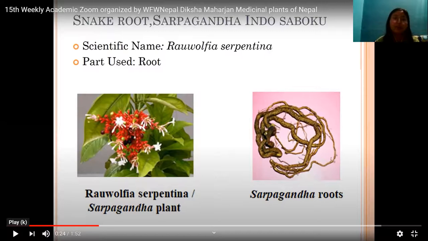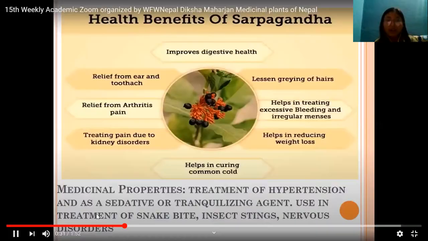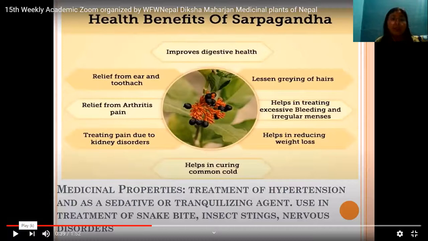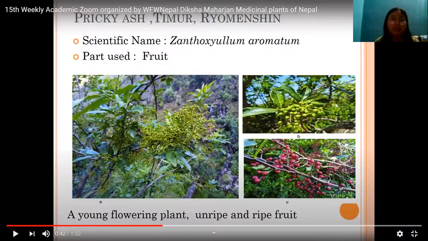Rauwolfia serpentina. Ma'am, can you go to the next slide? So the health benefits of sarpaganda are that it helps to improve our digestive system, as it has many phytochemicals like serpentinine, serpentine, and reserpine. It helps to give relief from ear problems, irregular menses, and also helps in reducing weight and curing the cold. Other medicinal properties are that it is traditionally used for light and nervous disorders.